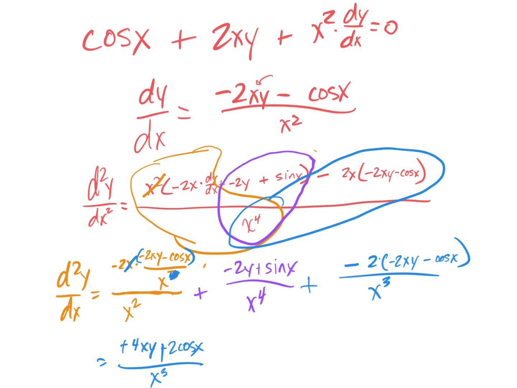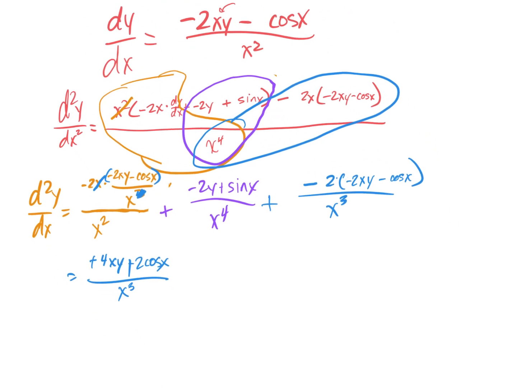Wait, but if it's x cubed, and we combine both of them? Well, let's see. What do we have over here? We also have another 4xy plus 2 cosine x. Oh. So yeah, now we have even more like terms that we can simplify even further. Yeah. I have no room.